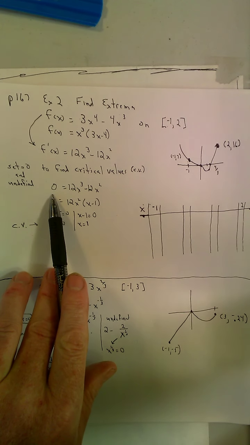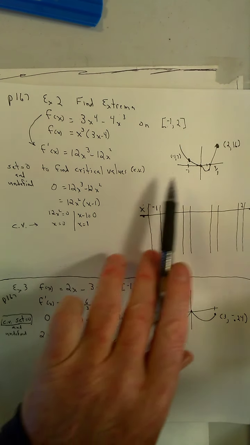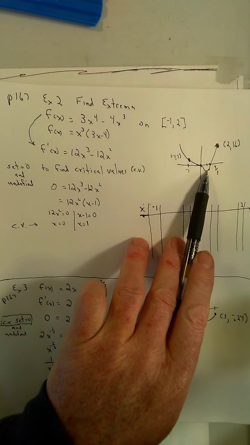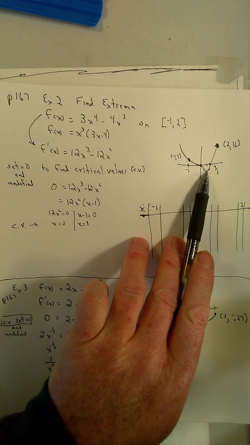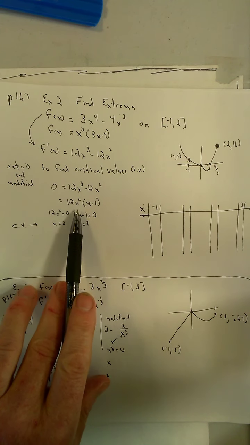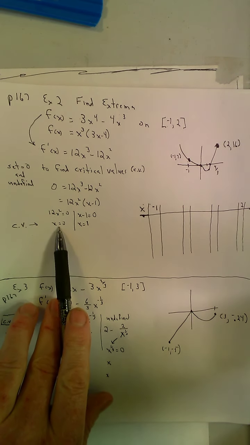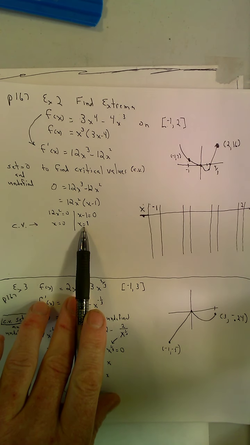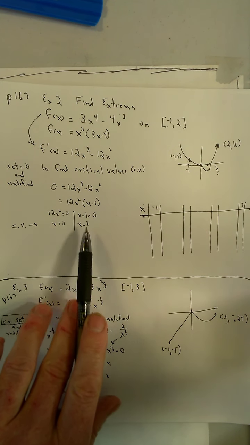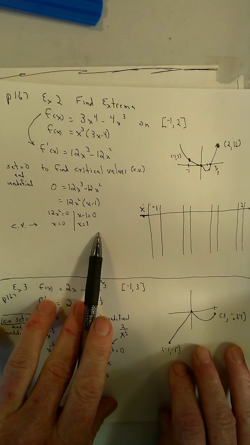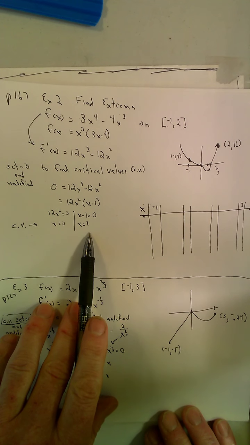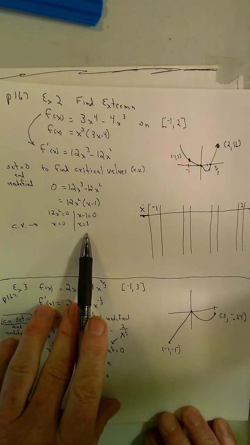Okay, so it looks like here and here I should get critical values. So take this, factor, set each factor equal to 0, and look, I get x equals 0, x equals 1. Right, so those are the critical values. Now I have to determine what's happening at those points. So I'm going to make what is known as the first derivative table.